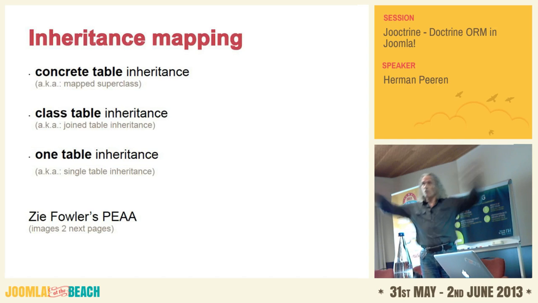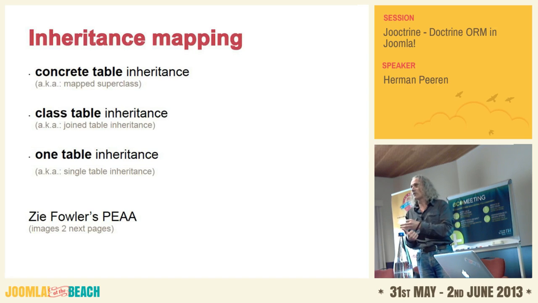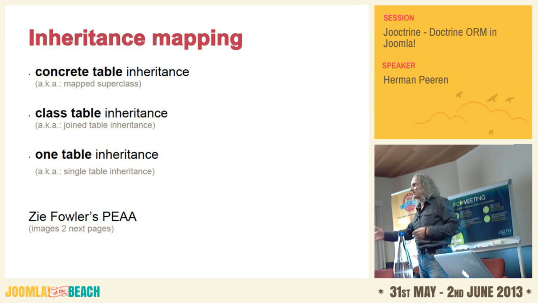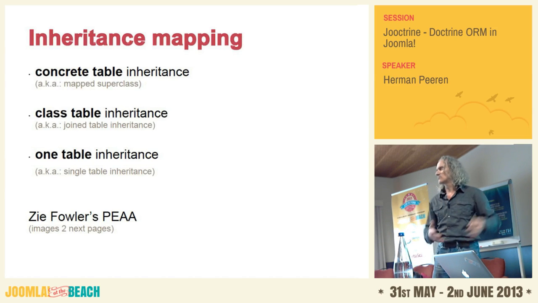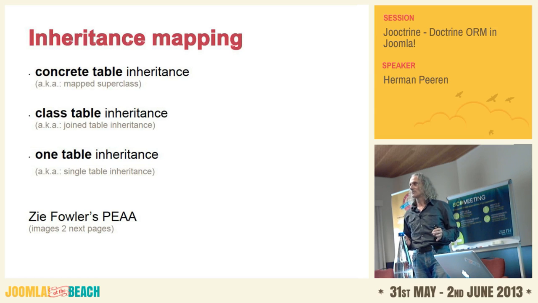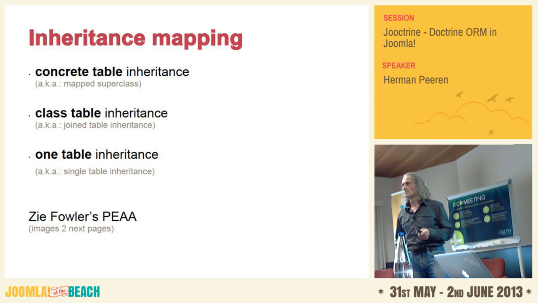You can store it all as one table for every content type. You don't have to have any joins, so that's very cheap. But if you define new content types, you need new columns. That's a bit tricky, maybe. So there are two other possibilities. One is more or less what we use now in Joomla, called concrete table inheritance, and the other is more or less what is proposed in the UCM proposal, class table inheritance.